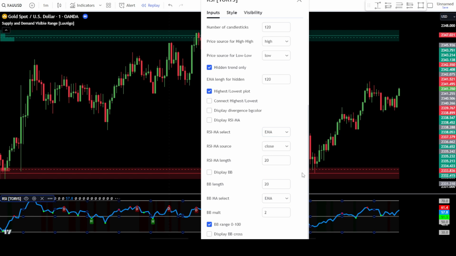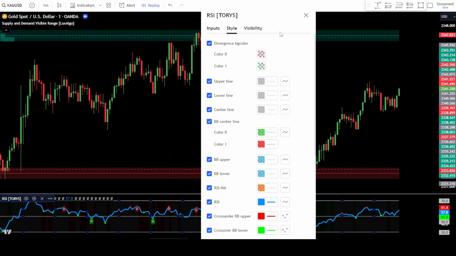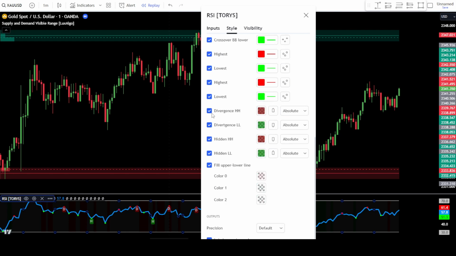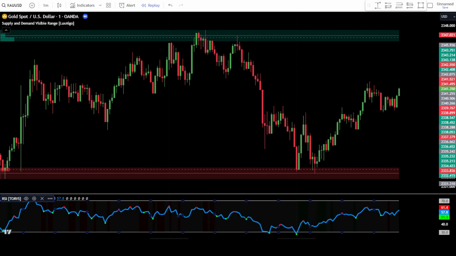Now, move to the Style tab. Under the Style tab, disable the checkboxes for centerline, divergence, and hidden divergence. Then, adjust the indicator colors according to your preference. Once you're satisfied with the settings, click OK to confirm the changes. This RSI divergence indicator will serve as a guide for placing buy and sell orders in the market, complementing the supply and demand visible range indicator. We'll be using RSI bullish divergence and RSI bearish divergence as signals to buy and sell in the market.